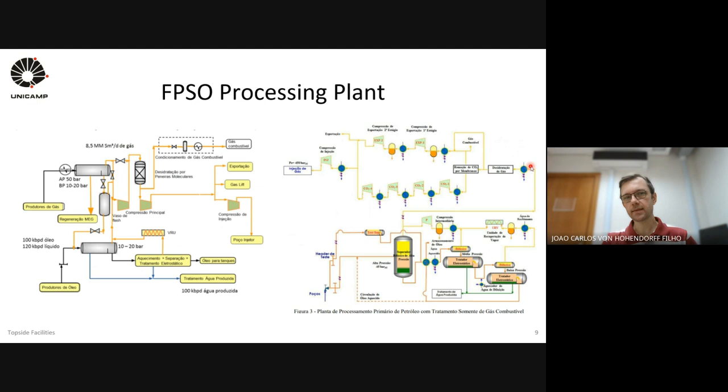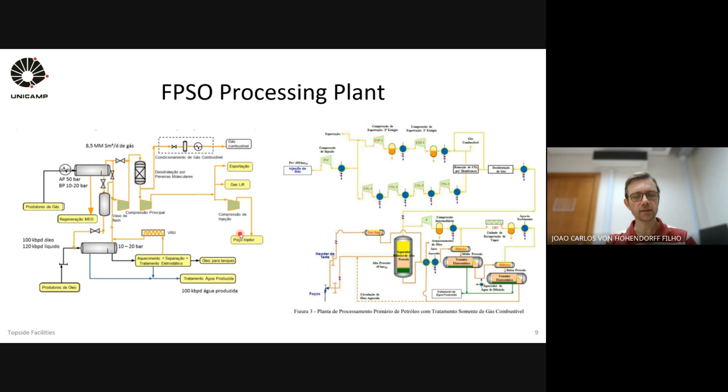Here is the same process plant, but it's a bit more detailed. Again, I will explain the idea behind each equipment, but it's the same purpose. Okay. What is interesting to note here is that we have some equipment that appears more than once in these layouts. For example, I have a lot of separators, I have a lot of compressors.